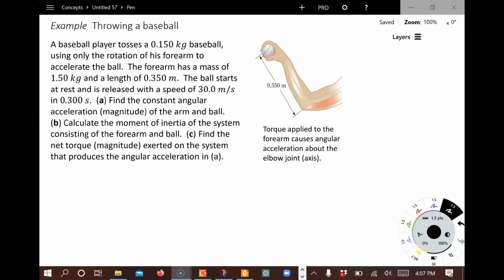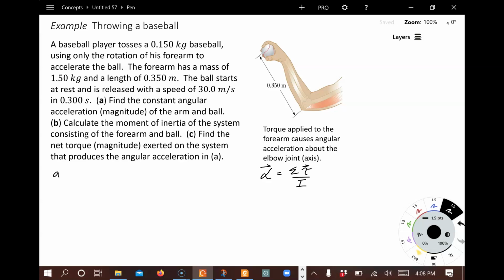So you see that in this problem, part A deals with angular acceleration, B, moment of inertia, and C, the net torque. Newton's second law here for rotational motion: the angular acceleration is equal to the net torque divided by the moment of inertia. So this is related to this equation.